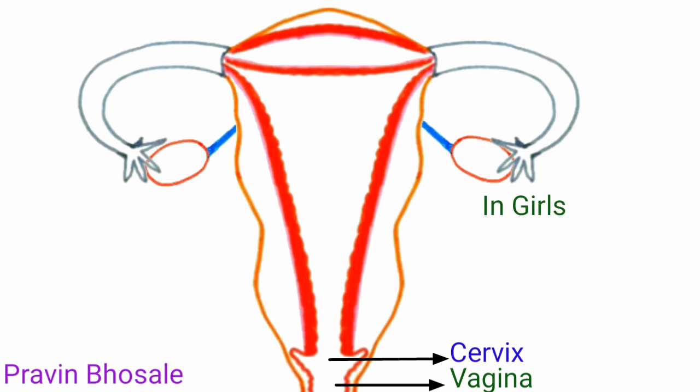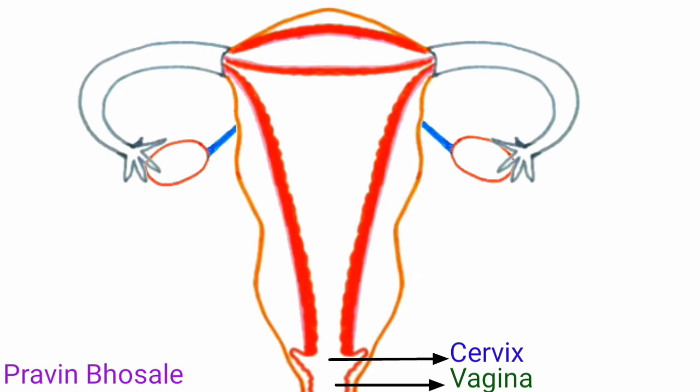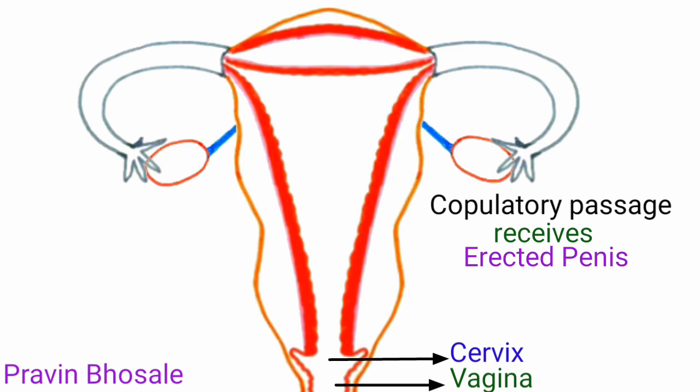In girls, the opening of the vagina into the vestibule of the vulva is partially covered over by a fold of mucous membrane called hymen. Vagina is a copulatory passage as it receives the erect penis during intercourse. It allows passage of menstrual flow. It serves as a birth canal during parturition.